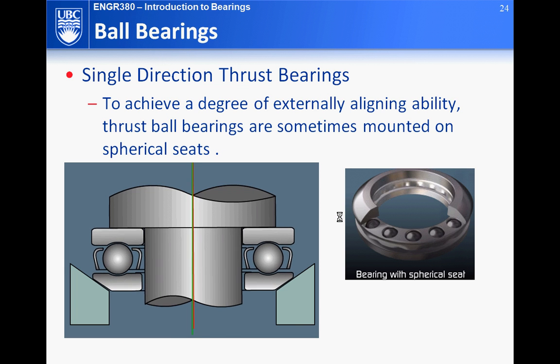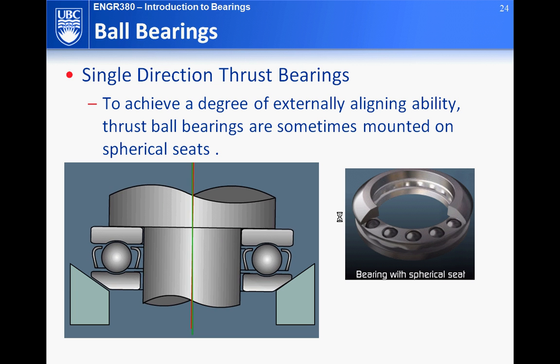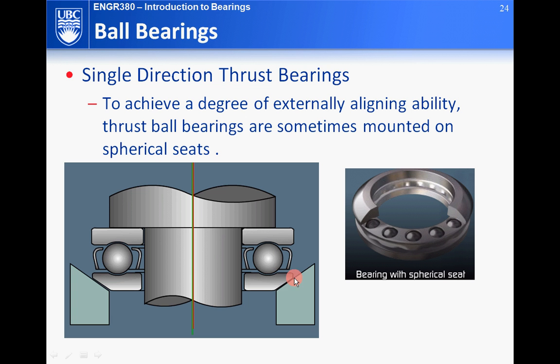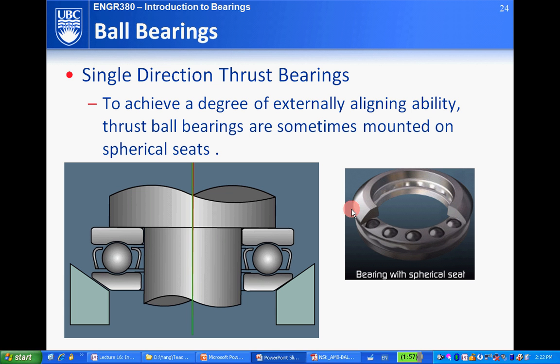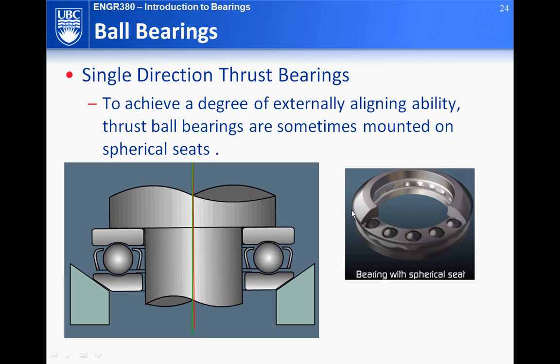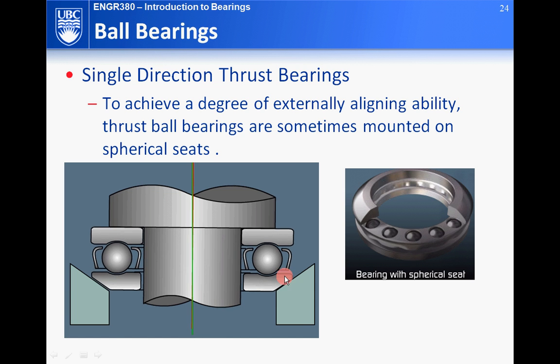Sometimes the manufacturers have a little groove right here, which provides a better ability of self-aligning. If the shaft has a little motion in this direction, the bearing is able to take care of that. If it's very rigid, then you won't have that ability. So that's the aligning capability. This surface here is a spherical seating, the structure over here.